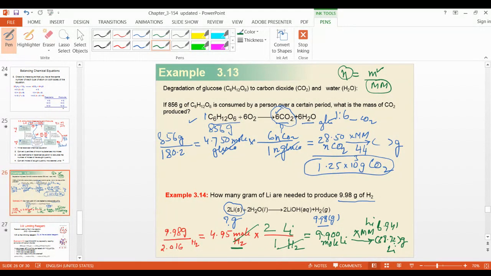The same steps we did in this example we did in the previous one. So these are the steps, according to the question, for how much is given and how much product is formed. It always depends on the chemical equation. Clear? Yes, clear. So 6.941 you get from the periodic table. This is the molar mass of lithium.